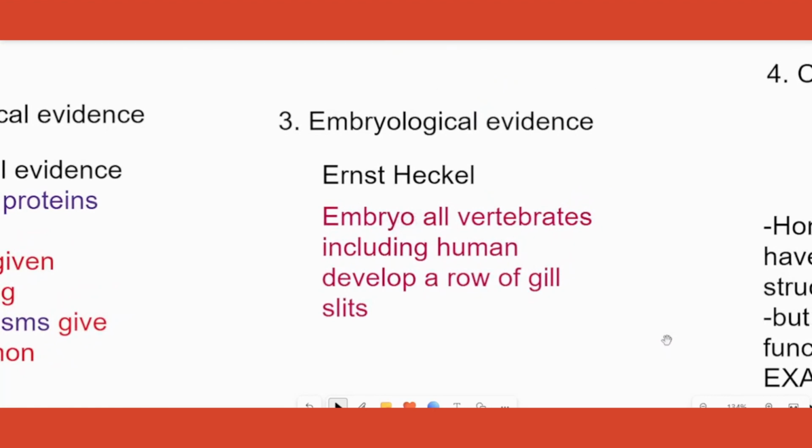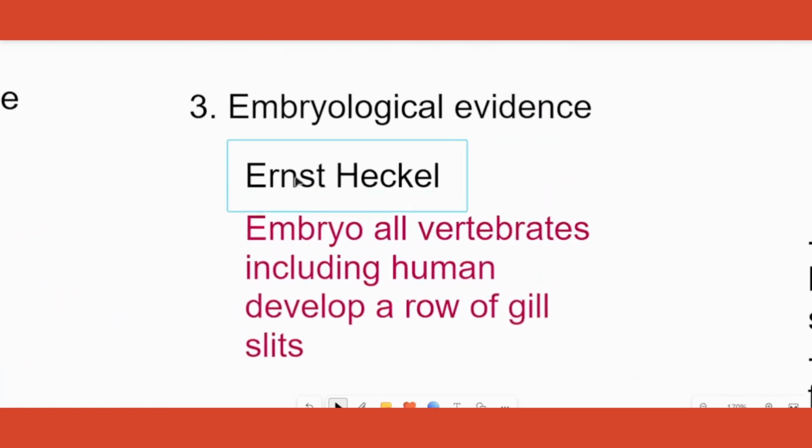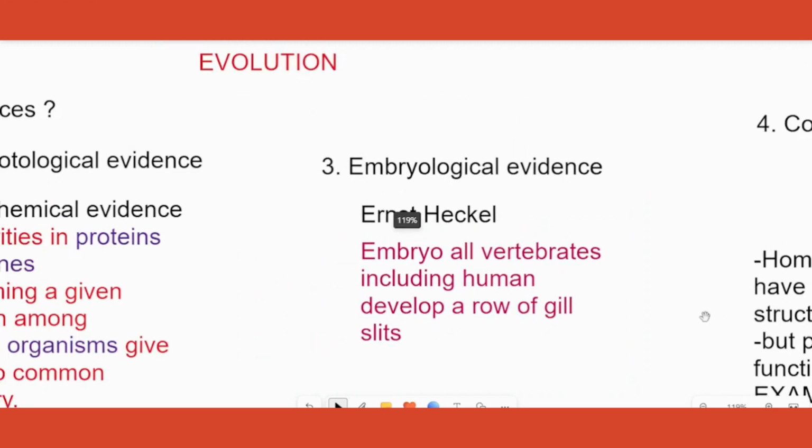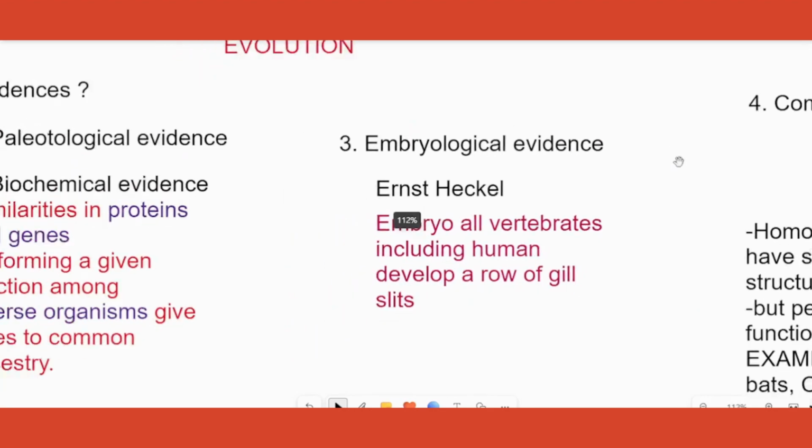Next is embryological evidence. This was given by a person called Ernest Haeckel, and he found out that the embryo, what is an embryo? The developing stage of any organism. All vertebrate embryos have a row of gill slits. What are gill slits? Usually they are useful in fishes, right? But even in human embryo development, these are observed. Therefore, it states that all vertebrates originated from a common ancestor.